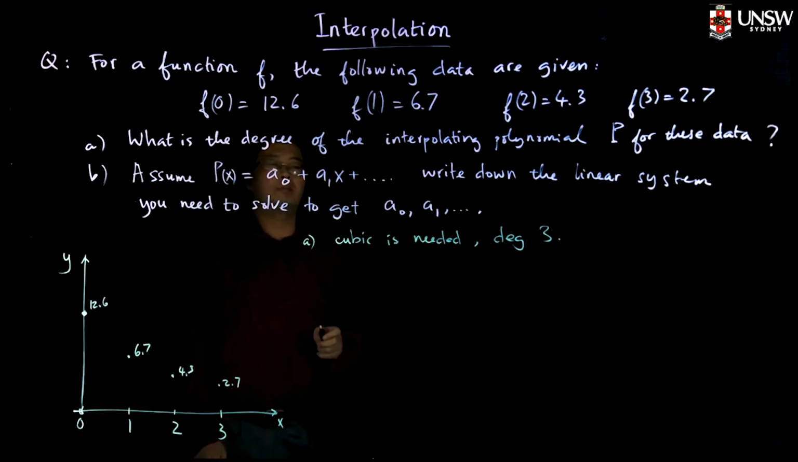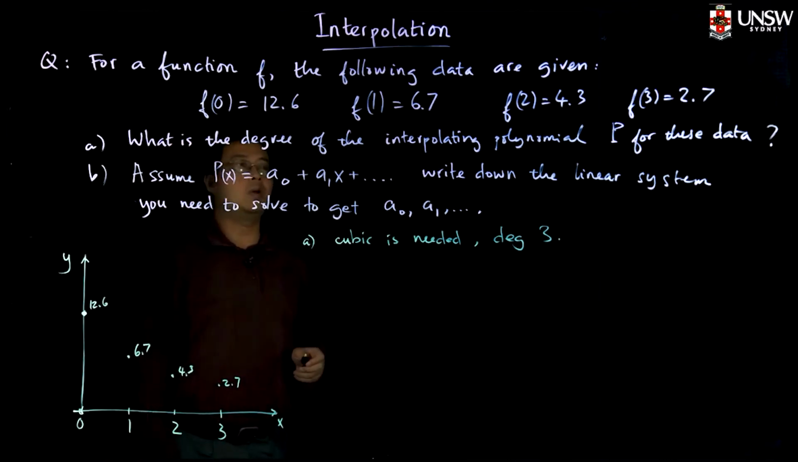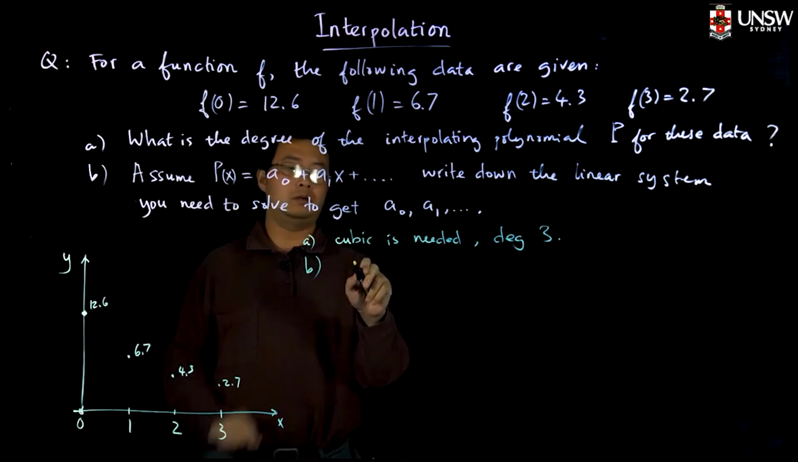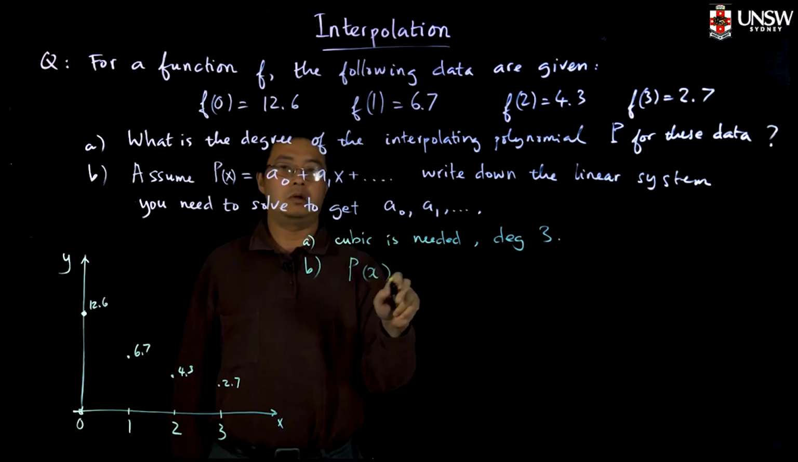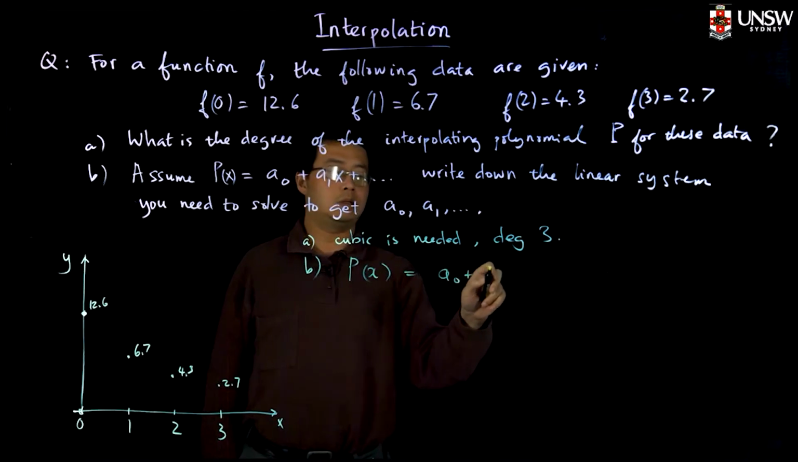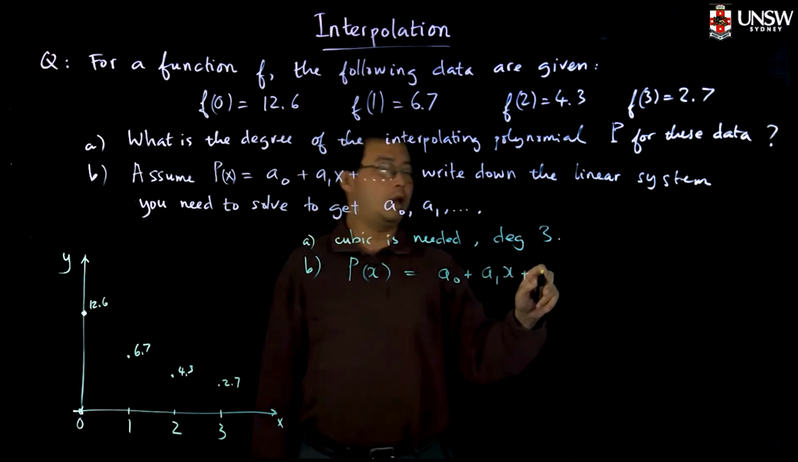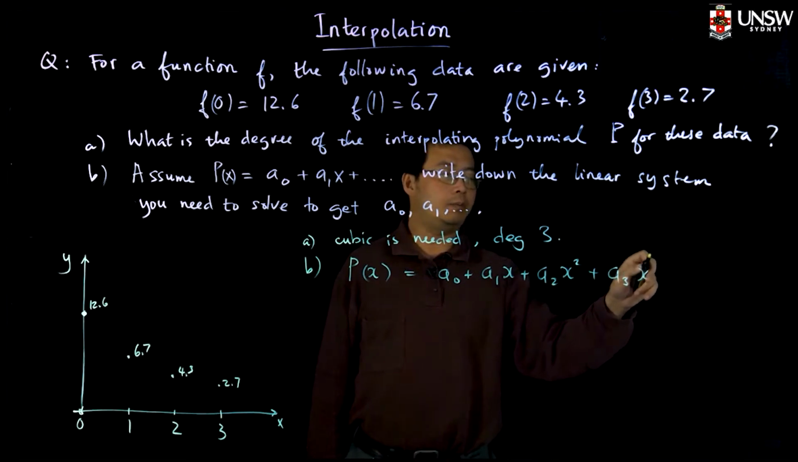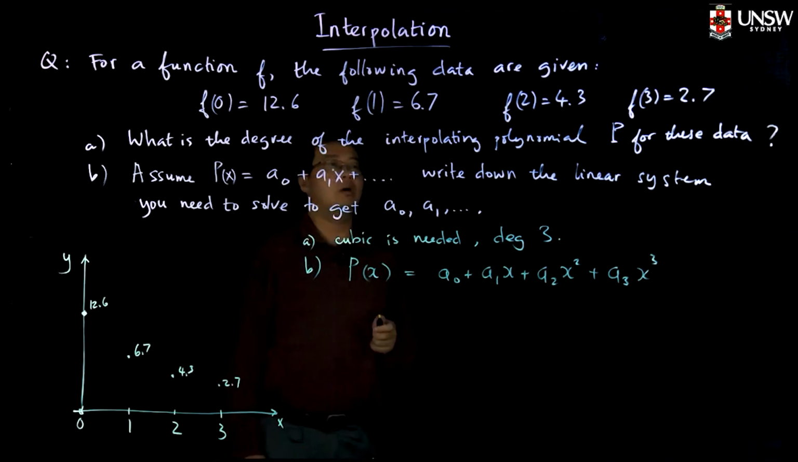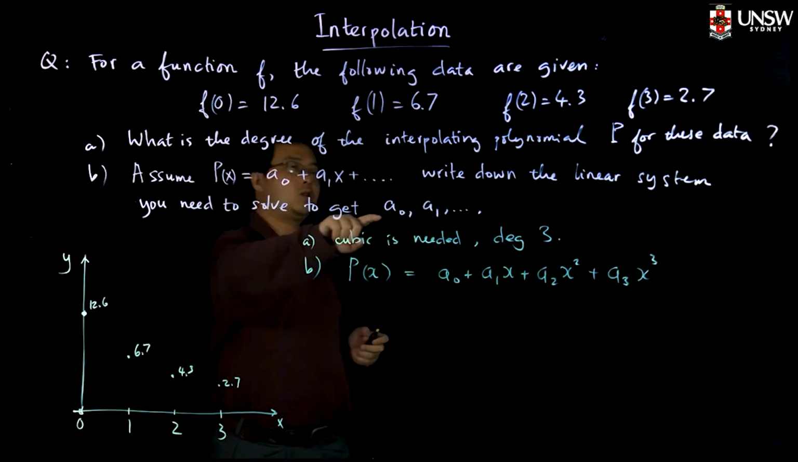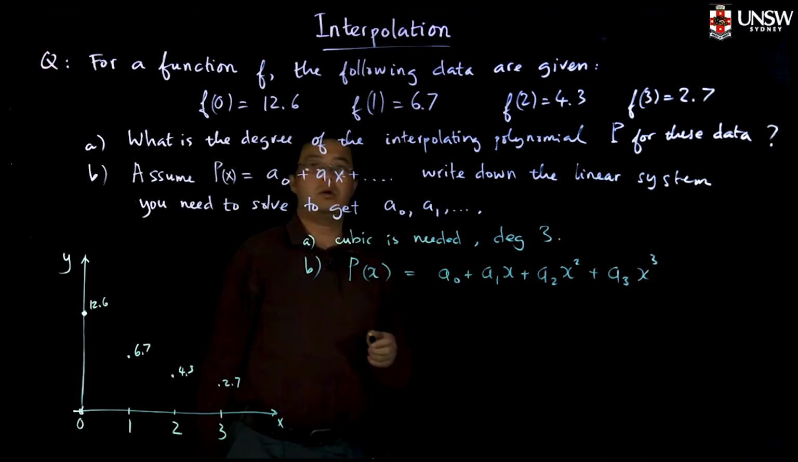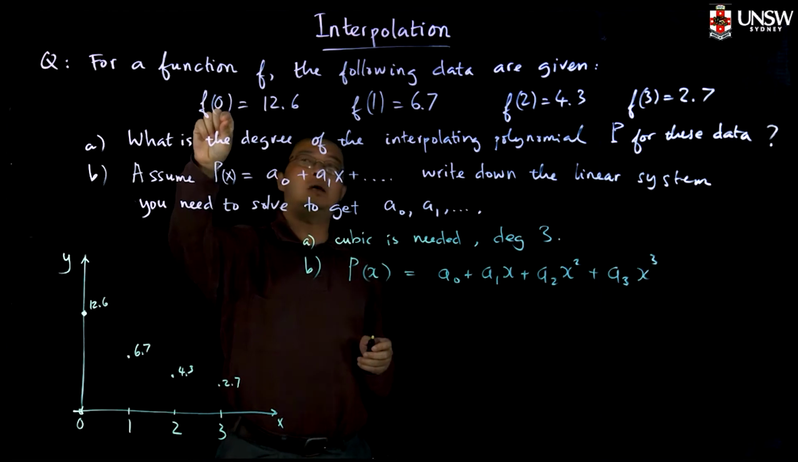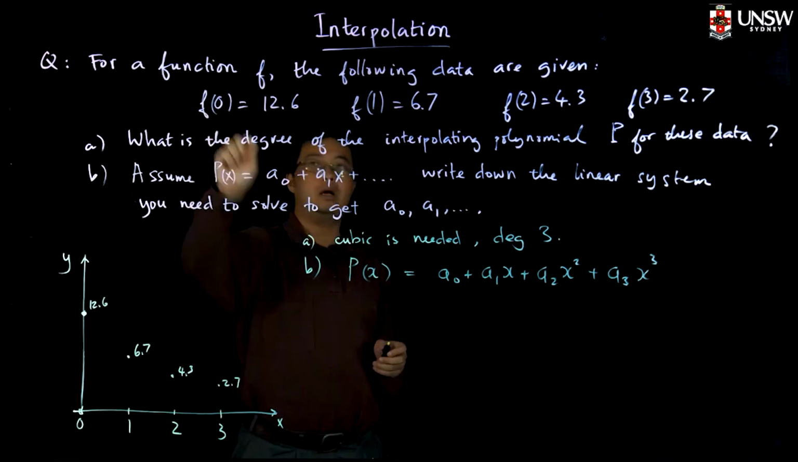Now suppose you want to find the polynomial. We can express a cubic in general as p(x) equals a0 plus a1x plus a2x squared plus a3x cubed, okay? And now how do we find the coefficients a0, a1, a2, a3? You need to use the data, right? And we need to set up a linear system.